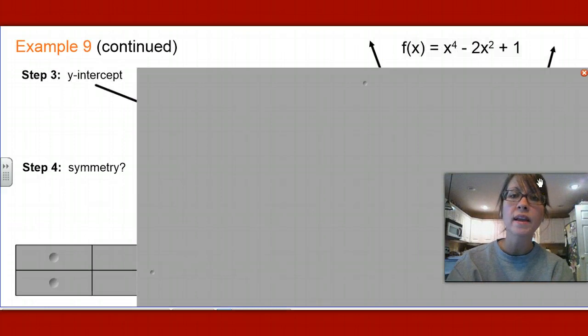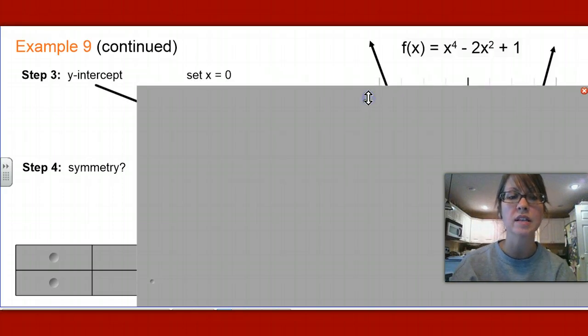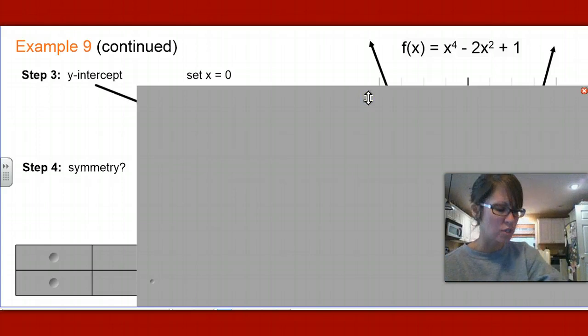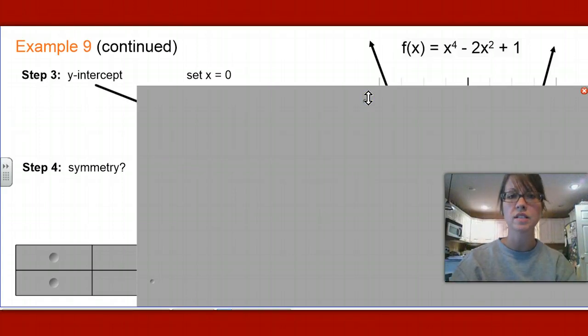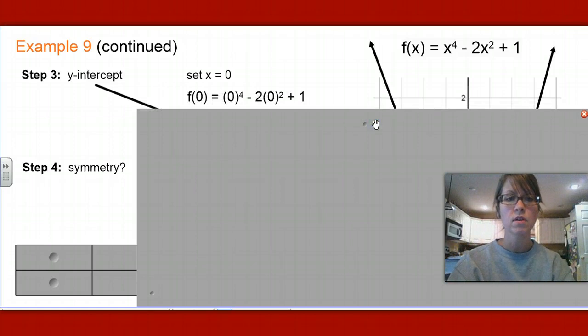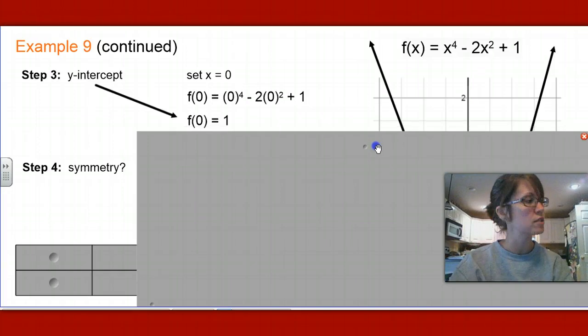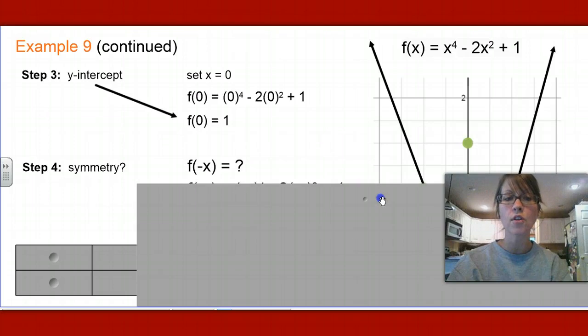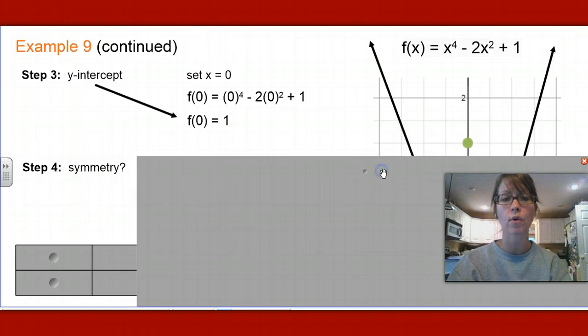Step 3, the y-intercept. Okay, we need to find out what that is. The y-intercept, if the x-intercept is an x value when y is 0, the y-intercept, remember, is the y value when x is 0. So the y-intercept is super easy to find. We're going to set x equal to 0 and simplify to get a y-intercept of -1. I'm sorry, +1. So (0, 1) is another point that we can put on our curve.